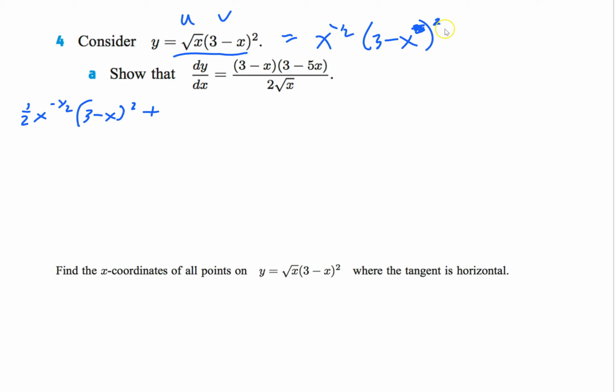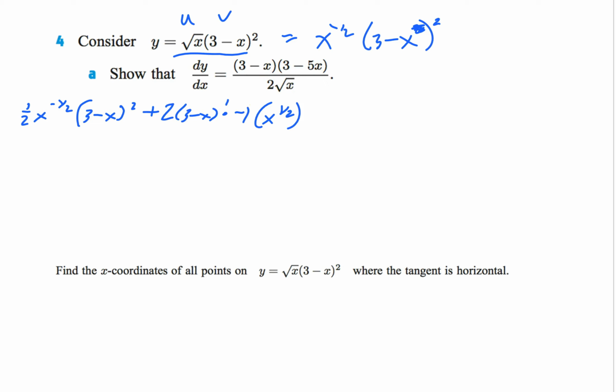Plus the derivative of the second, now it's a chain rule. Bring the 2 down. Do the inside alone. Times the derivative of the inside, which is negative 1. Times the first one left alone. So x to the 1/2. Alright, so that's the product rule. And I got to make it look like this, and you're like, they don't look alike. Like, kind of not at all.